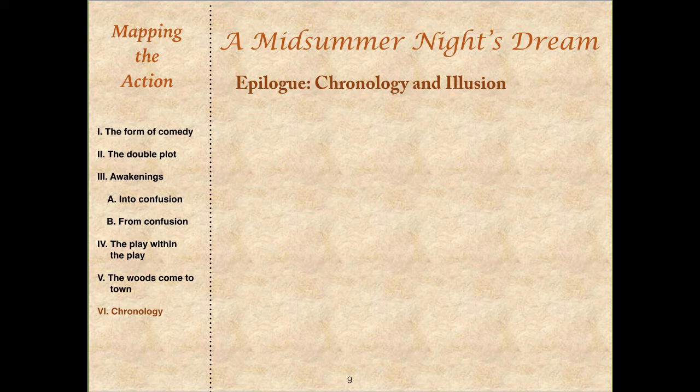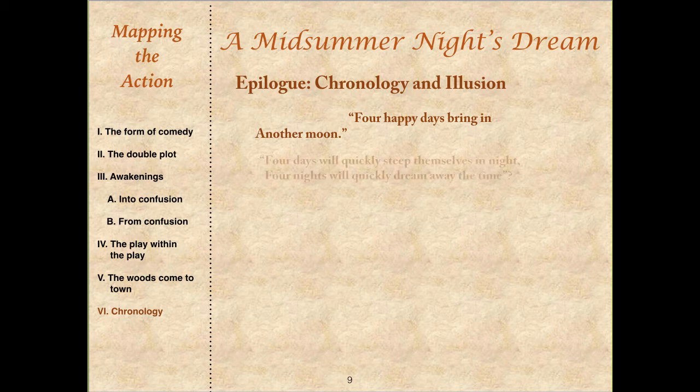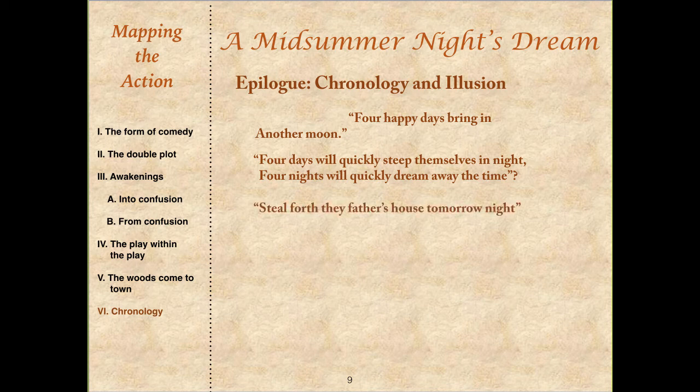A word before you go, then, about chronology. Remember the play's opening lines? Theseus says, "Four happy days bring in another moon." And Hippolyta replies, "Four days will quickly steep themselves in night. Four nights will quickly dream away the time." The events in the woods take place on the evening of the second day. Lysander says to Hermia, "Steal forth thy father's house tomorrow night." And she replies, "Tomorrow I will truly meet with thee."